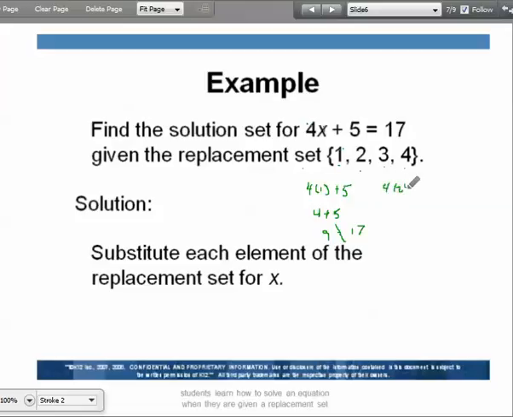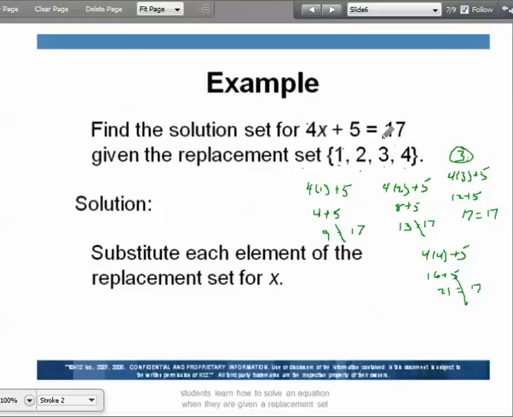4 times 2 plus 5. That's 8 plus 5. That's 13. 13 equals 17? No. That one's not going to go in there either. Let's try 3. 4 times 3 plus 5. That's 12 plus 5. That's 17. Is that equal to 17? Yes. So 3 is one of the values that's going to work, right? Let's stick 4 in there. 4 times 4 plus 5. That's 16 plus 5. That's 21. Is 21 equal to 17? No. So 4 is not going to go in there.